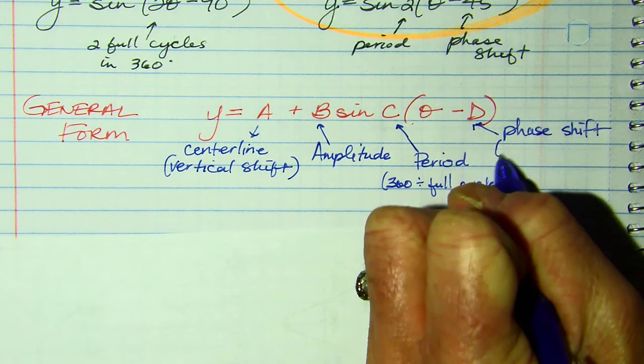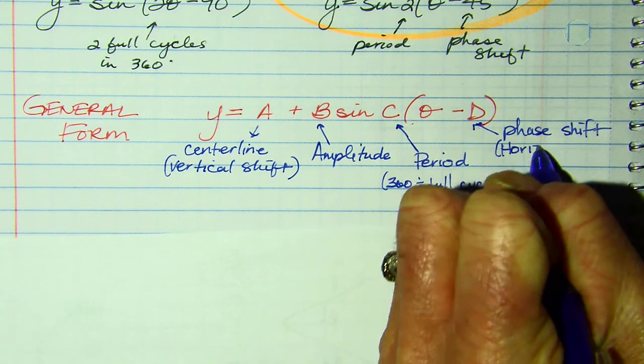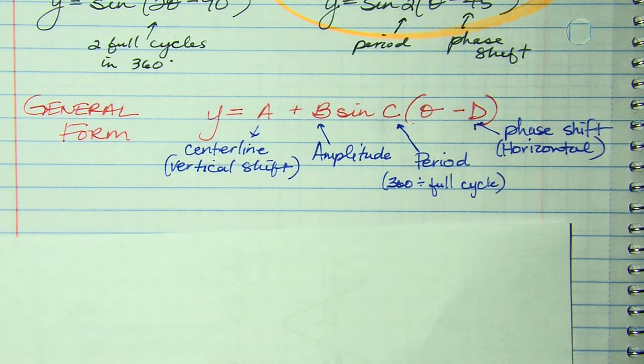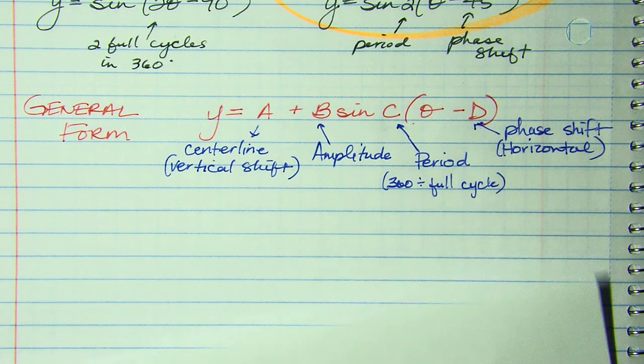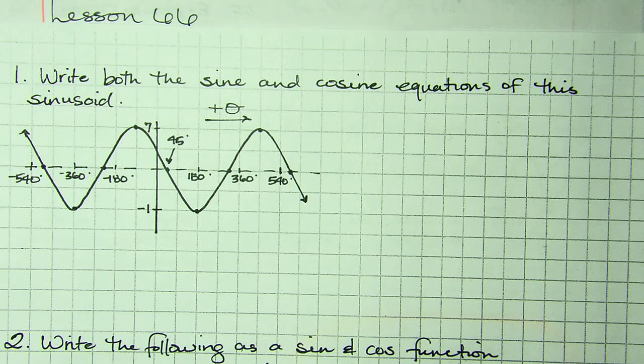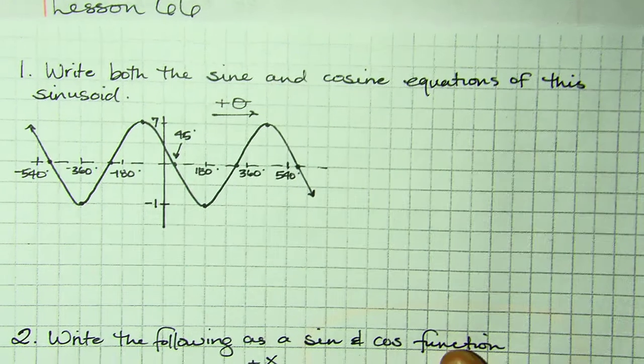This would be our horizontal shift. The graph has been moved to the left or right. And I will review that as we go. So I have 3 graphs, and we are going to practice writing the equations for both sine and cosine for each one. All right, so here is number 1.